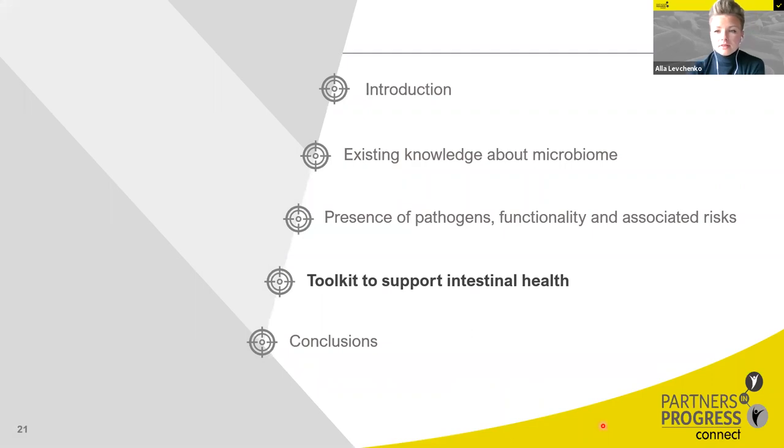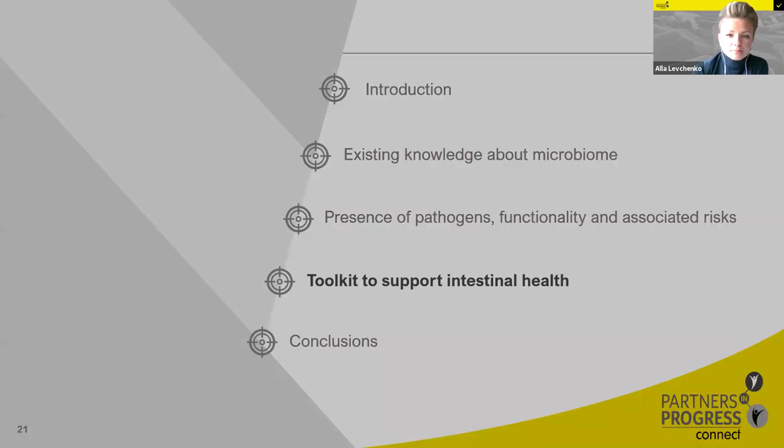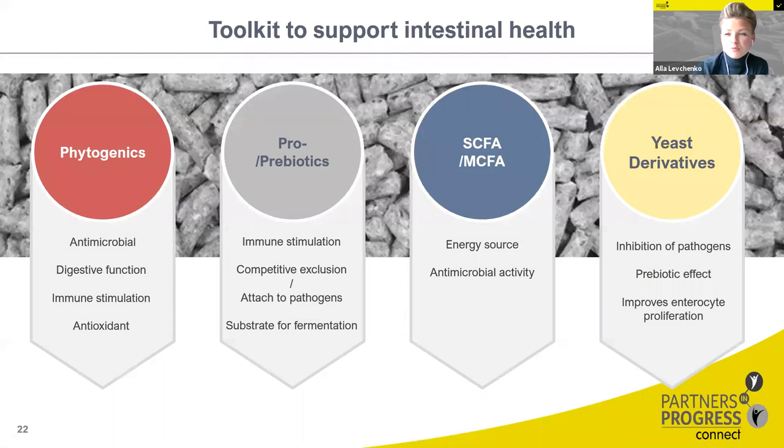So since we have some troublemakers, those bacteria that we would like to avoid in the production, we should also have some tools that help us to prevent the problems, or at least to mitigate the negative effect that sometimes is already happening. And from that toolbox, we have, as poultry veterinarians and nutritionists, four main groups of feed additives that support the gut health, and those are phytogenics, pro and prebiotics, short chain fatty acids, medium chain fatty acids, and yeast derivatives.